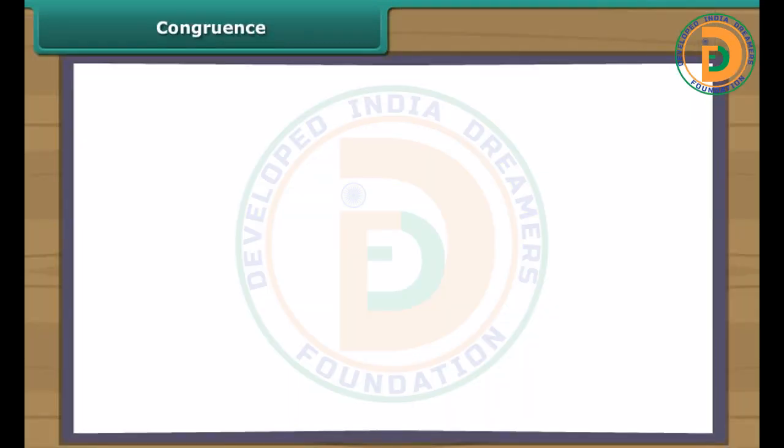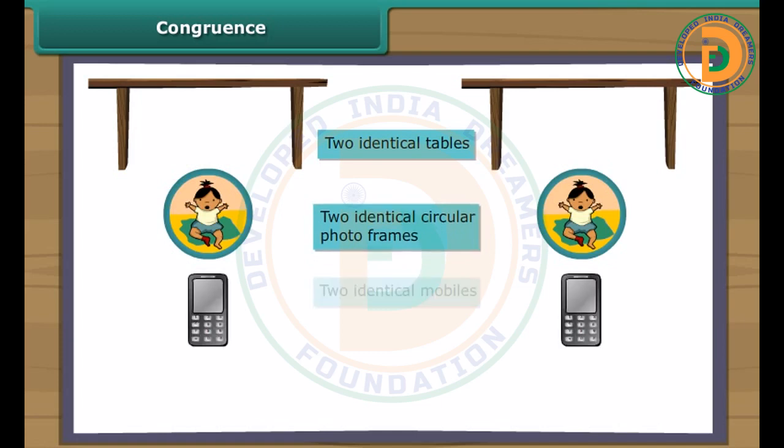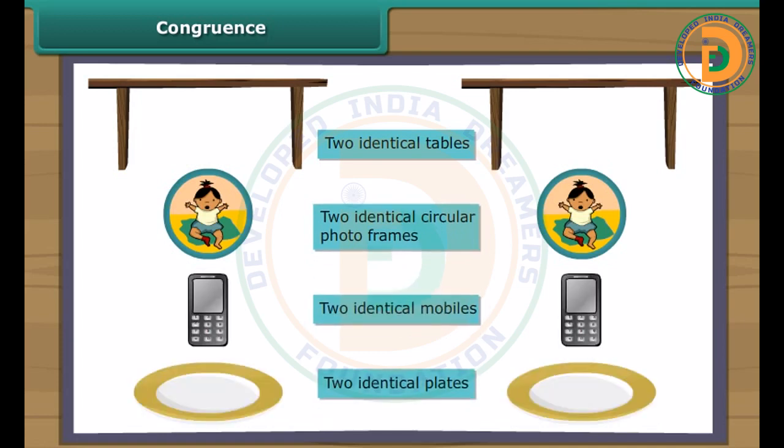Congruence. Look at these objects. What strikes you about them? Yes, you are right. They are identical. Let us look at some more identical objects. We will now perform an activity with these objects.